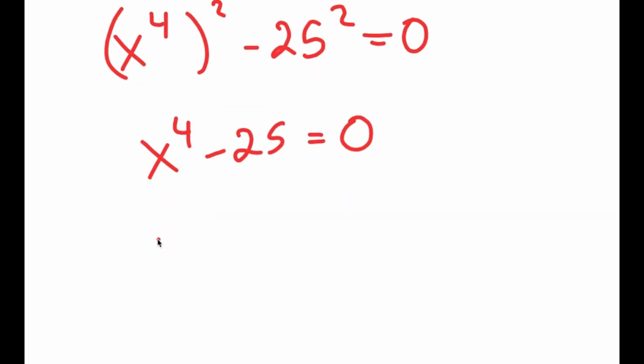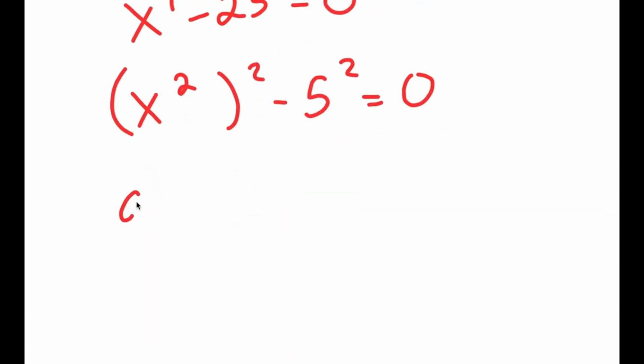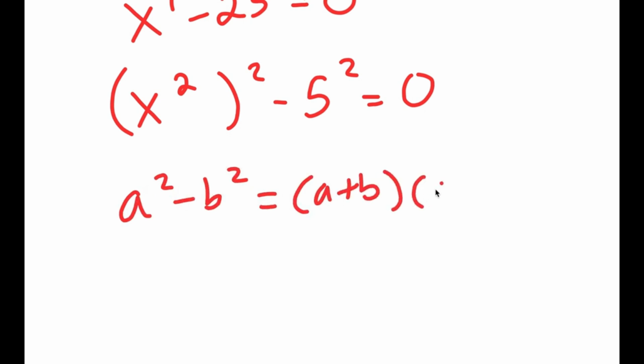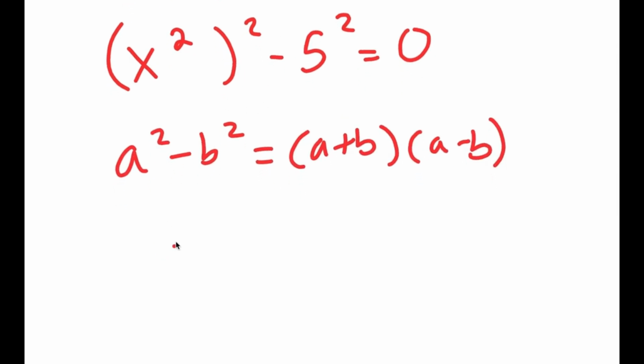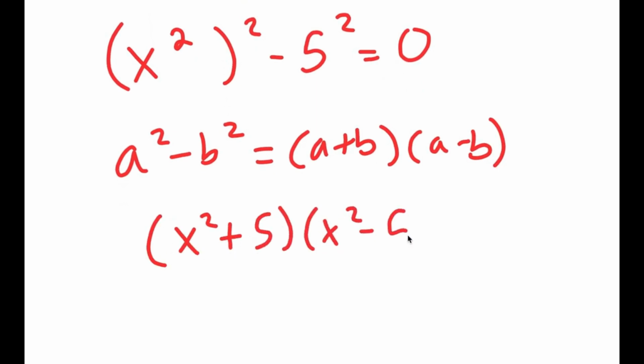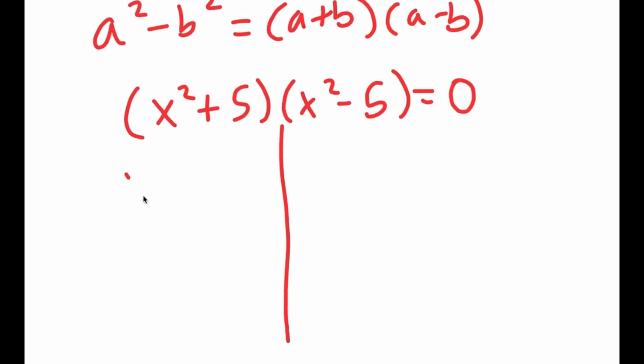Now from here, I'm going to rewrite this as x squared to the power of 2 minus 5 squared is equal to 0. So now I can use the formula a squared minus b squared is equal to a plus b times a minus b on this. So this turns into x squared plus 5 times x squared minus 5 is equal to 0. So I get two equations: x squared plus 5 equals 0 and x squared minus 5 equals 0.